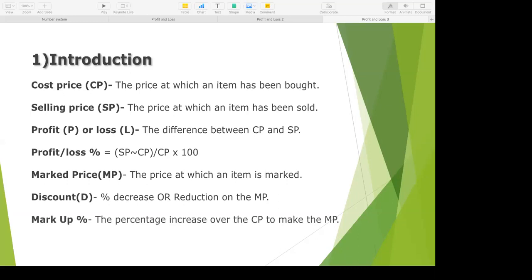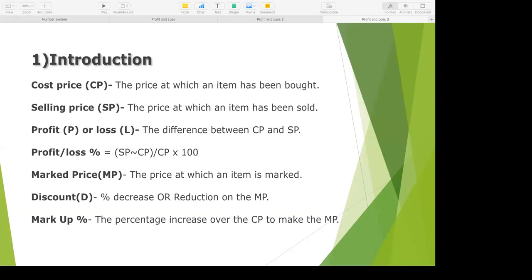And there's one more term, which is markup percentage. Now markup percentage is something where very rarely you are going to get a question based on markup percentage, but you need to have a very clear idea of what this thing is. The definition is the percentage increase over the cost price to make the marked price.